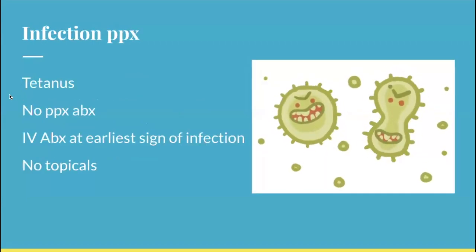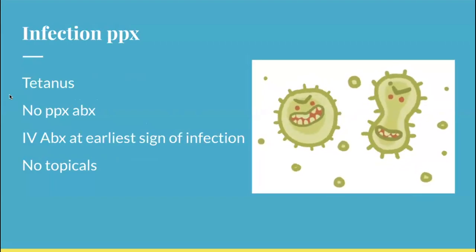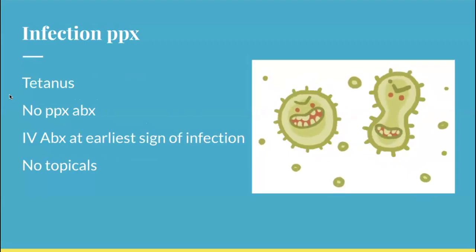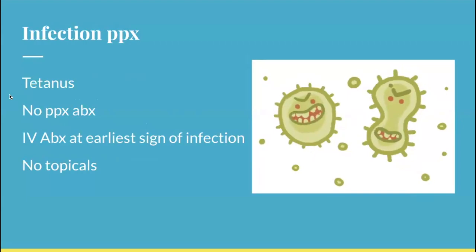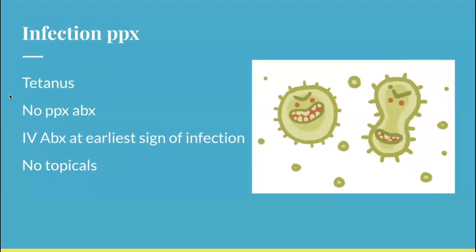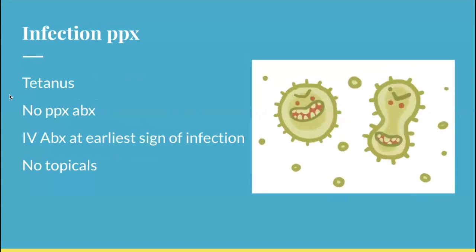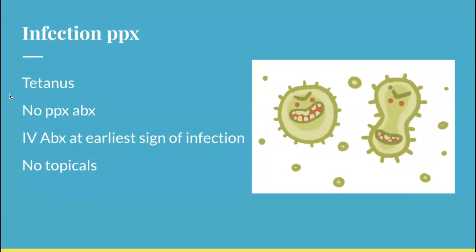For infection prophylaxis, tetanus, not necessary to give prophylactic antibiotics, but it is important to give IV or oral antibiotics at the earliest sign of infection. And similar to infected burns, you want like staph, strep, and Pseudomonas coverage. And you want to avoid topical antibiotics because it causes maceration.